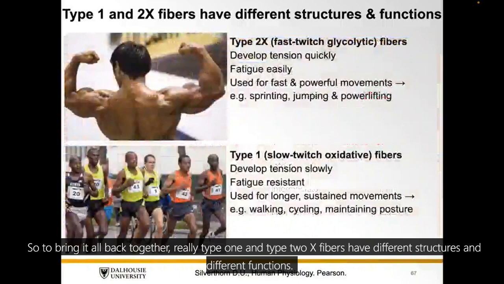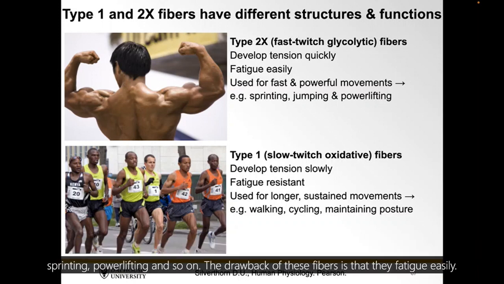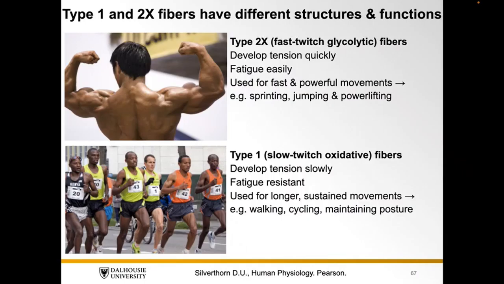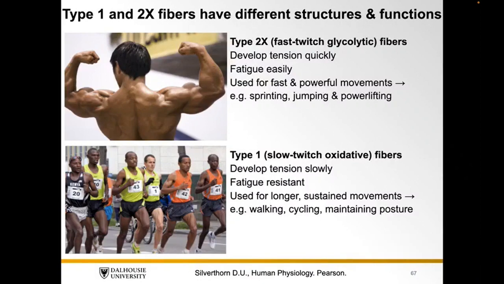So to bring it all back together, type 1 and type 2X fibers have different structures and different functions. Your type 2X fibers are the ones that will develop tension quickly and will be used for fast and powerful movement: jumping, sprinting, powerlifting, and so on. The drawback of these fibers is that they fatigue easily. And why do they fatigue easily? Because the systems that they rely on to make ATP have limited capacity. Remember, phosphocreatine is only good for about 10 to 15 seconds, and anaerobic glycolysis is good for about 40 seconds to a minute.